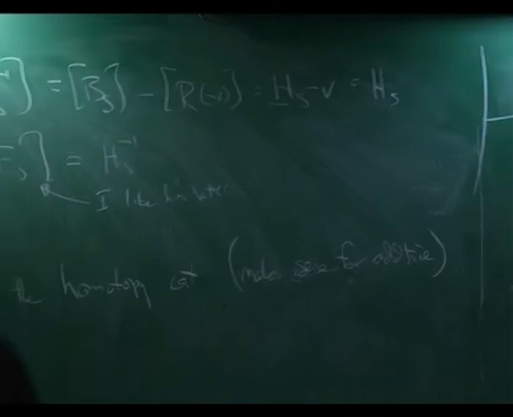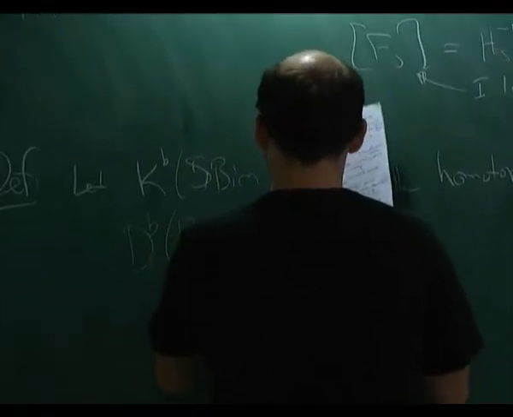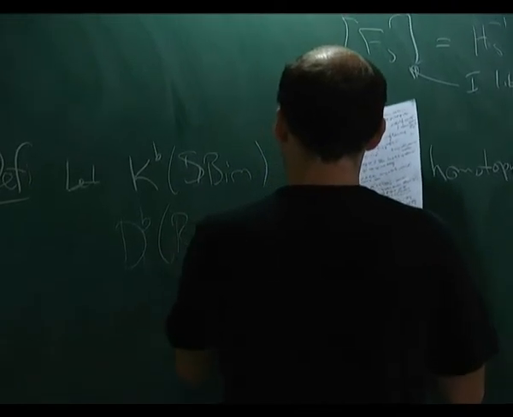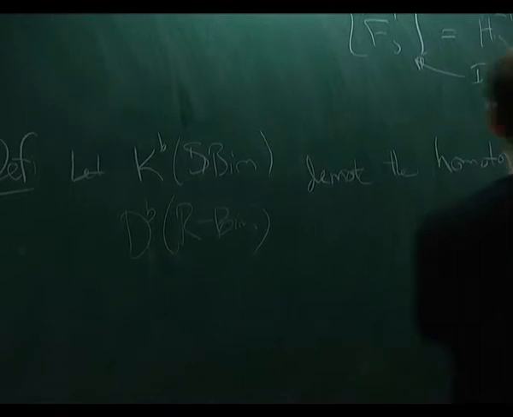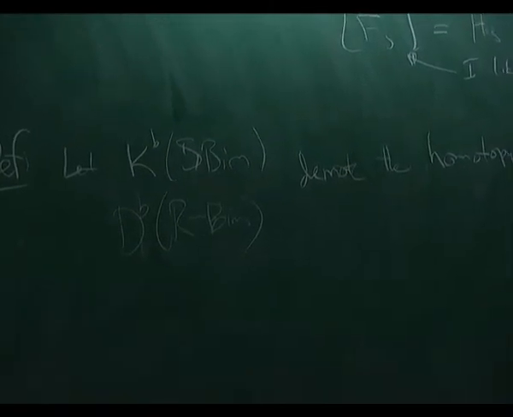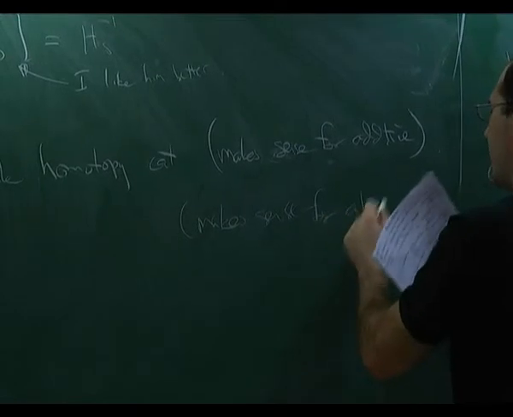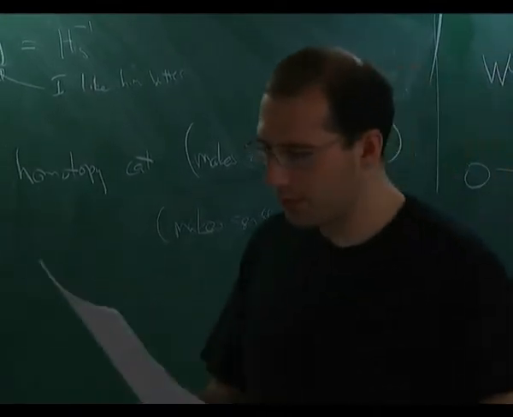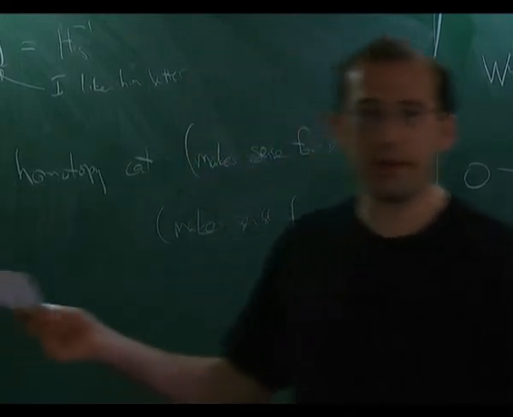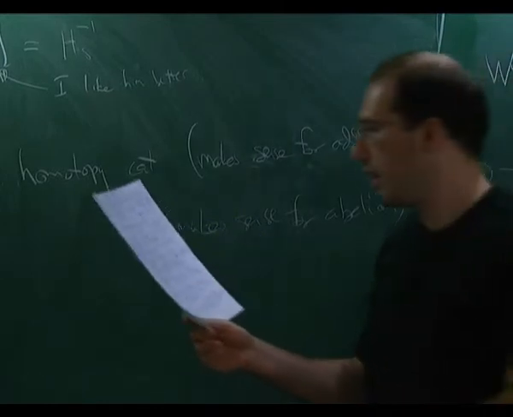The best you can do is take the derived category of R bimodules. This makes sense for an abelian category. So do people know what these are? The homotopy categories and the derived categories? Good, good.